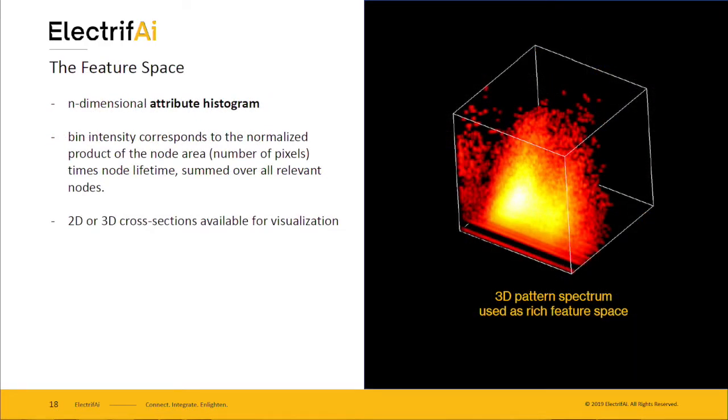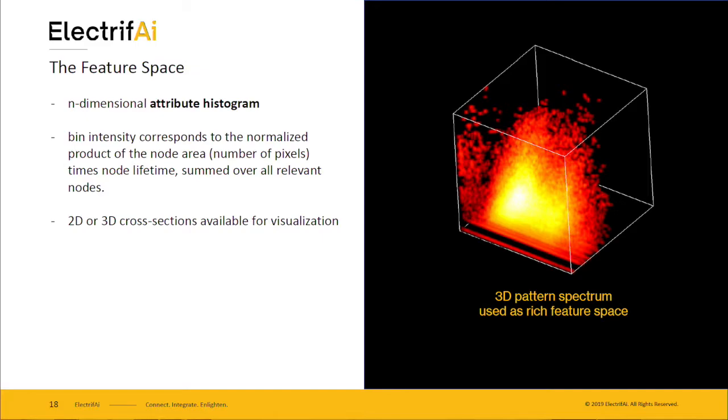The next thing is the feature space. As I mentioned, the number of features that we extract is approximately 120 by now, but this is growing. It's an n-dimensional attribute histogram, and every bin in this histogram corresponds to the normalized product of the node area of that specific graph node, that is the number of pixels that node corresponds to, times the lifetime, that is how much stretch this node has before the next one in line shows up. This is an energy factor, let's say.